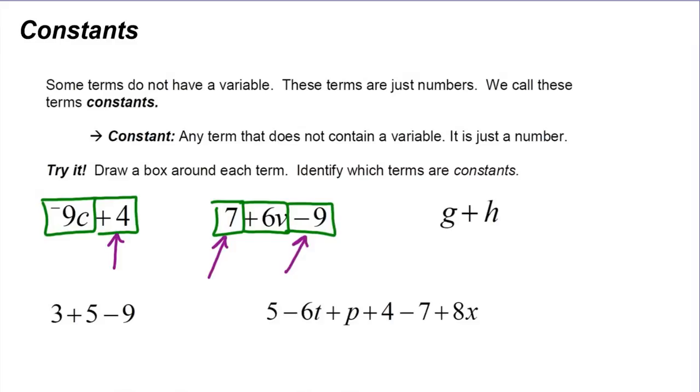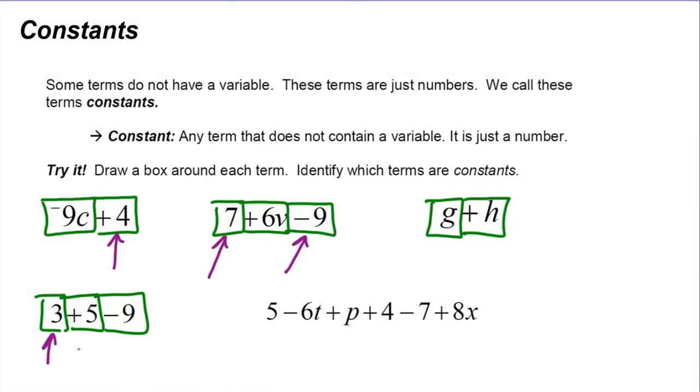Next one, g plus h. This has 2 terms, g and plus h. They both contain a variable, so there are no constants in that expression at all. Next one, 3 plus 5 minus 9. There are 3 terms, and they are all constants. Constant, constant, constant. There are no variables in there whatsoever. That's better known as a numerical expression.